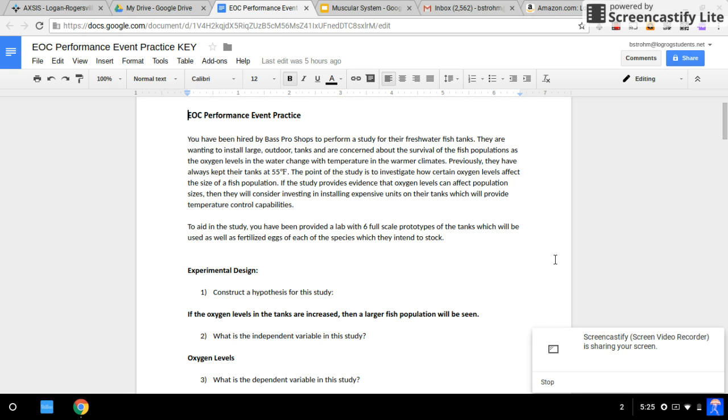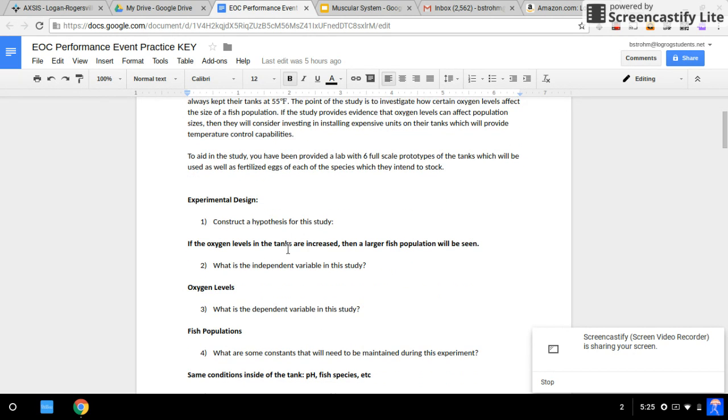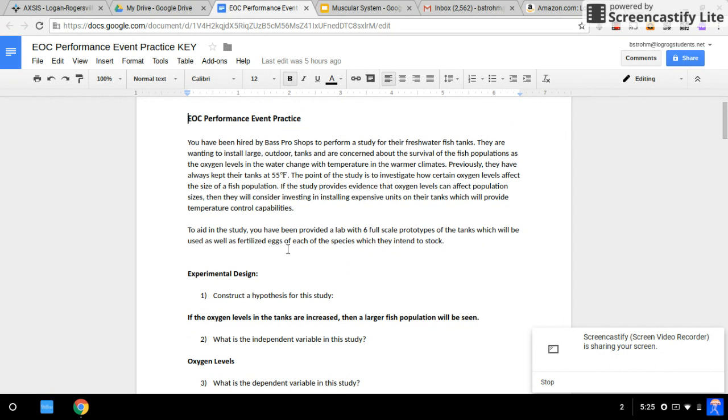All right, let's go ahead and look at this performance event practice. For the first part, you're looking at more of an experimental design setup type of thing. And what you're going to want to do here on the EOC is to make sure you read the paragraph that you're given fully and take note of some important parts. So let's go ahead and read this real quick.